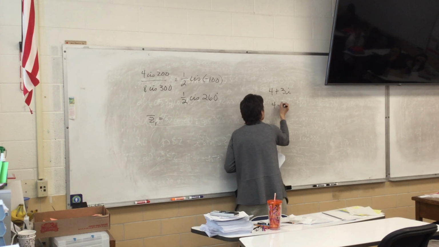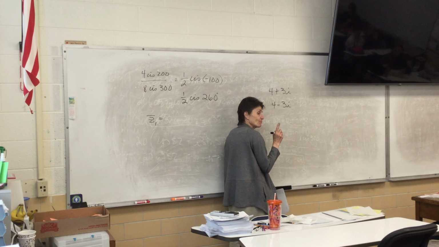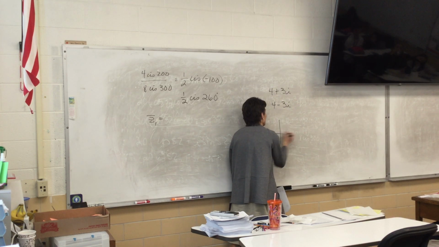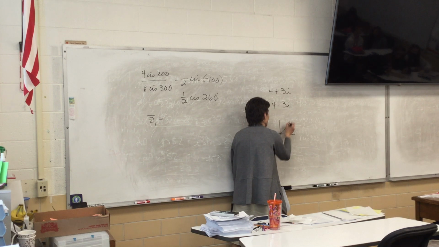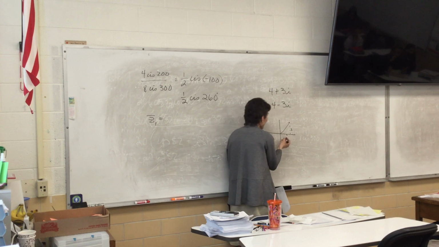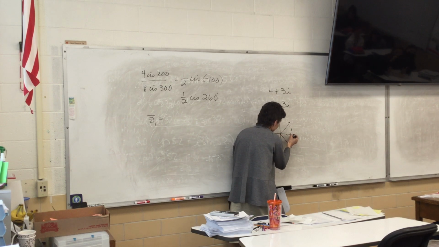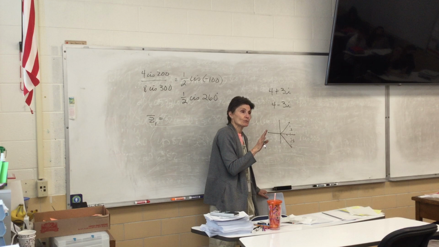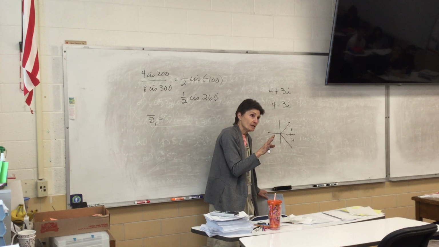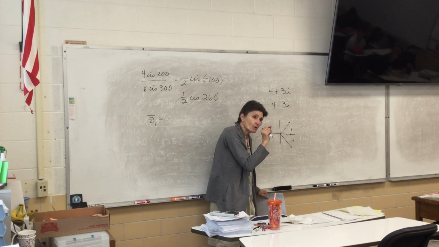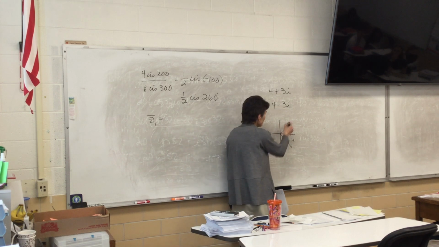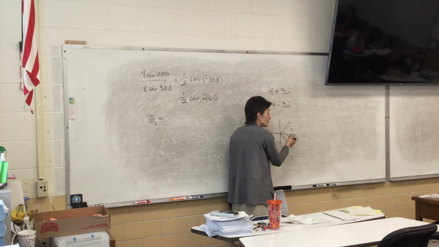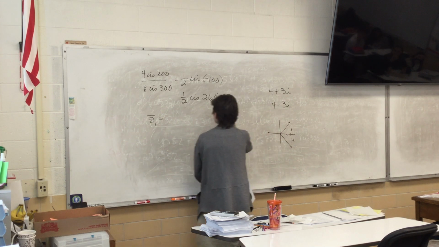4 minus 3i. Now, you may have never thought about this before, but let's look at those graphically. 4 plus 3i would look like this, right? Over 4, up 3. 4 minus 3i would look like this. Now, what do those two numbers have in common in terms of their radius and their argument, their r and their theta? What can you tell me about the r values? They're the same, right?